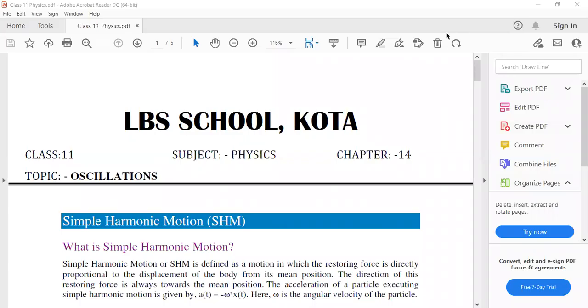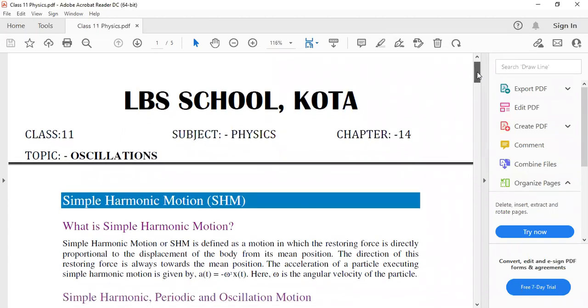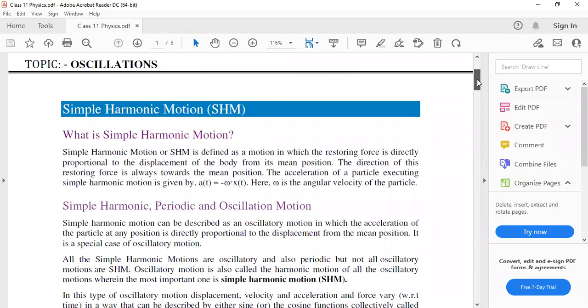Very good morning, students. Today we will talk about simple harmonic motion. In the previous lecture, we discussed the basic introductory terms. Now we will discuss simple harmonic motion. First of all, we should be aware of the definition of simple harmonic motion.